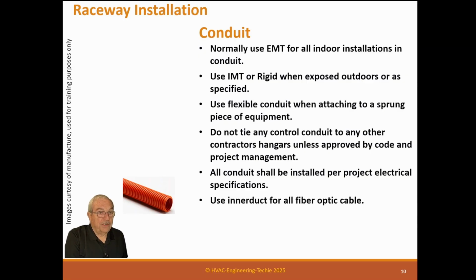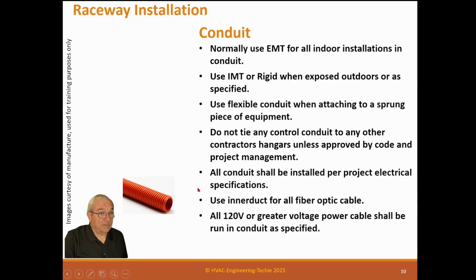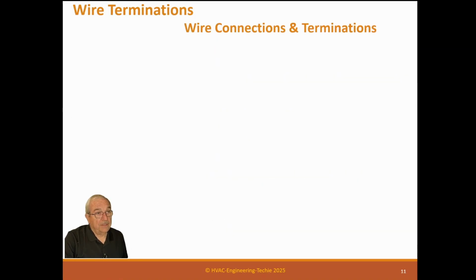And we use innerduct for all fiber optic cables. And remember, innerduct is a plastic conduit that has these ribs on it that only allow it a certain bend radius. And since fiber optic is very critical about bend radius because it breaks the fiber, we use this. It won't allow it to bend enough to break a cable. All 120 volt or greater voltage power cables shall be run in conduit as specified by the specifications.